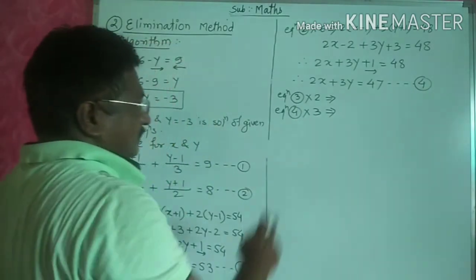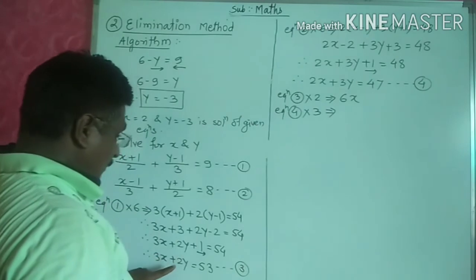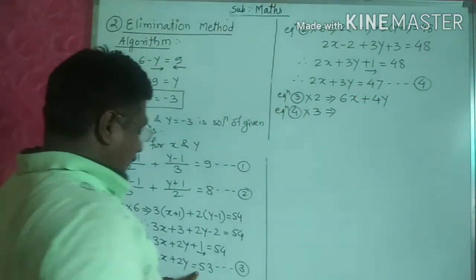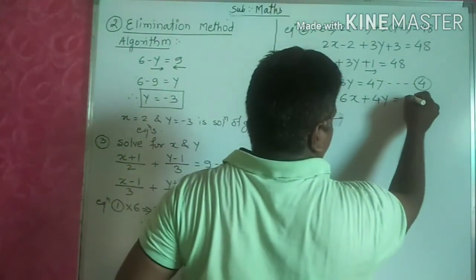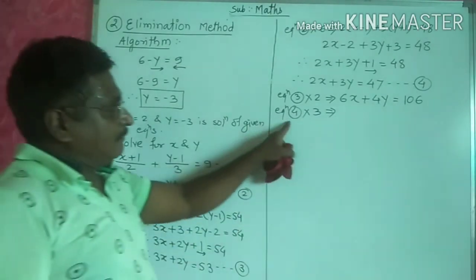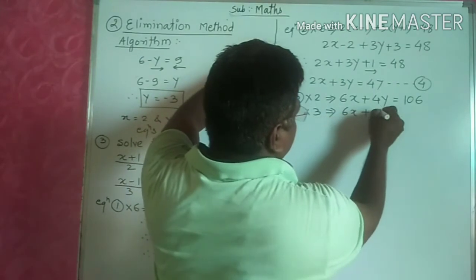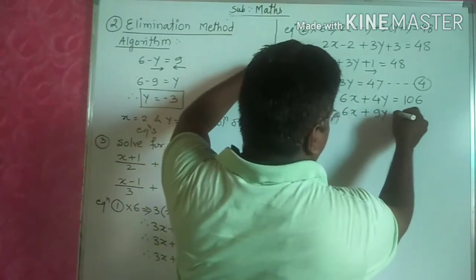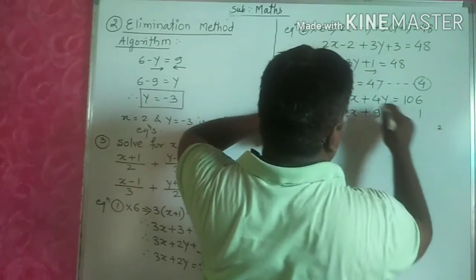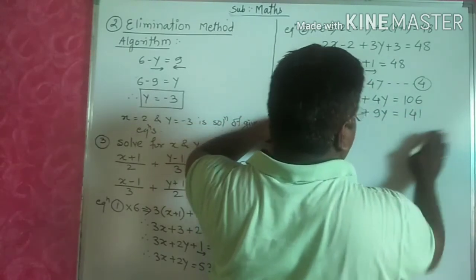So equation 3 multiplied by 2, what will we get? 6x plus 4y equals 106. Then equation 4 multiplied by 3: 6x plus 9y equals 141.